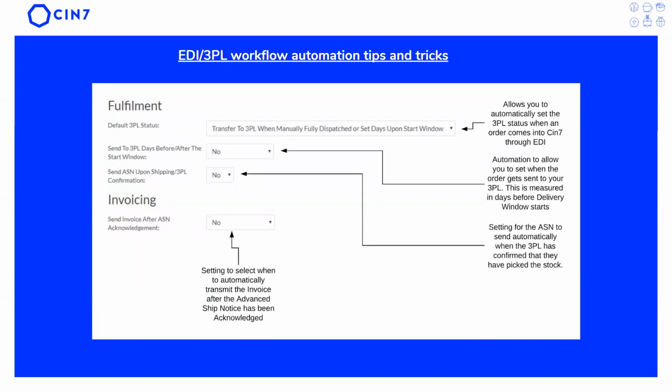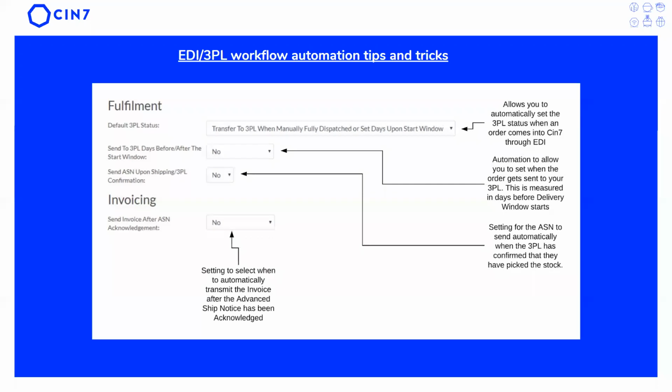Thank you. So this screenshot here is just a little example from the integration settings itself. These are the current automations that we offer, or a few of them. We can look at this first one here, the default 3PL status under the fulfillment tab. Basically, this allows you to automatically set the 3PL status when an order comes into Cin7 through EDI. This is not necessarily just for EDI. This setting also exists in your Shopify integrations. So in short, this will allow you to choose when you want to send that order to your 3PL automatically so that it can be picked and packed and dispatched accordingly.